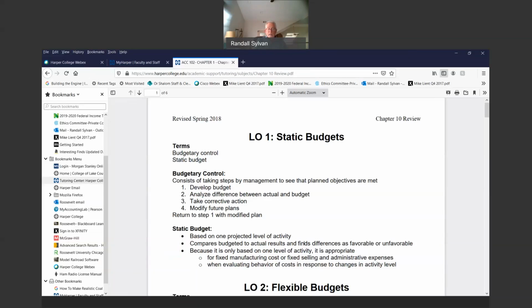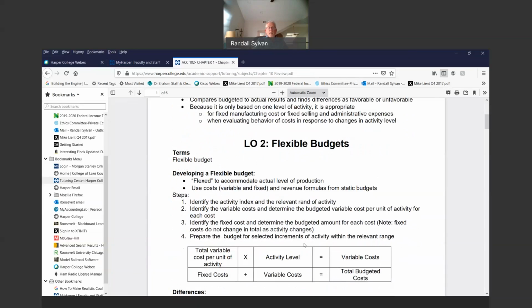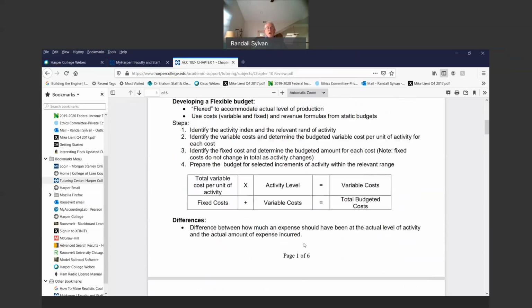Okay, so it's important. Then you have flexible budgets. So they're budgets that you look at that will accommodate different levels of production. They're flexed, again, to accommodate an actual level of production. You use variable and fixed costs and revenue formulas from the static budget to do a flex budget. Okay, so that's important. I would take a look at these steps below here, and I would also understand these formulas to understand how to get to the total budgeted cost.